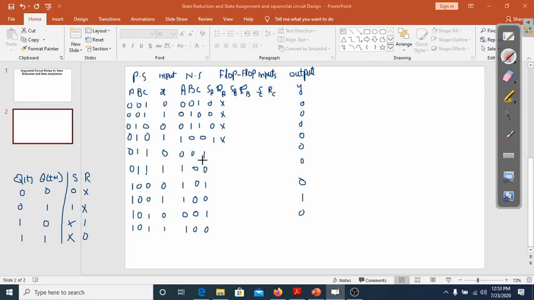Okay, now the present state is 0, next state is 0. So in this case, set is 0 and reset is don't care. Present state 0, next state 1 again.